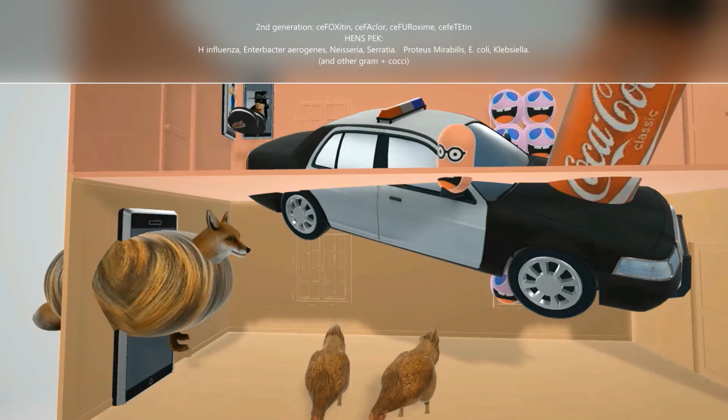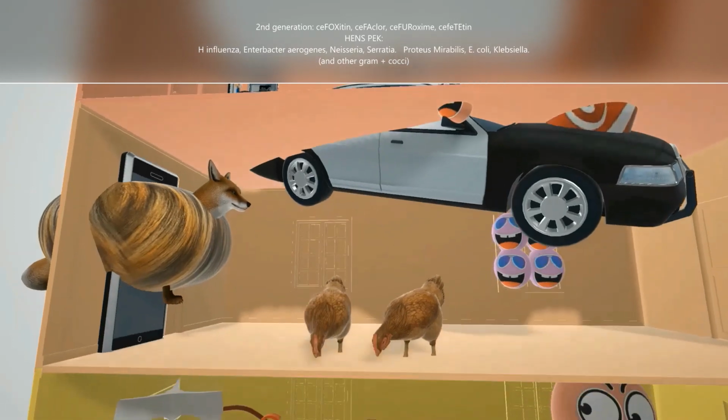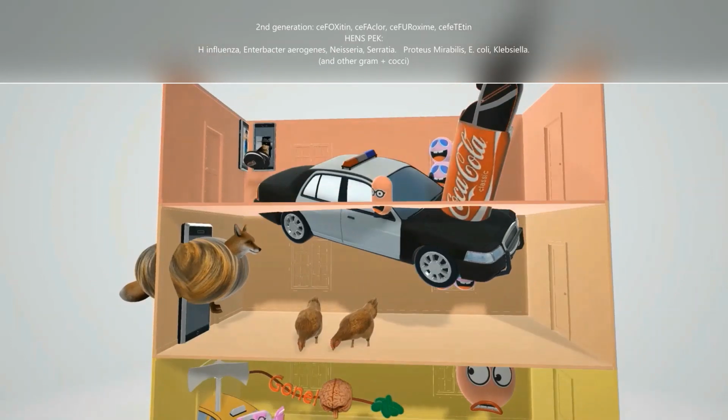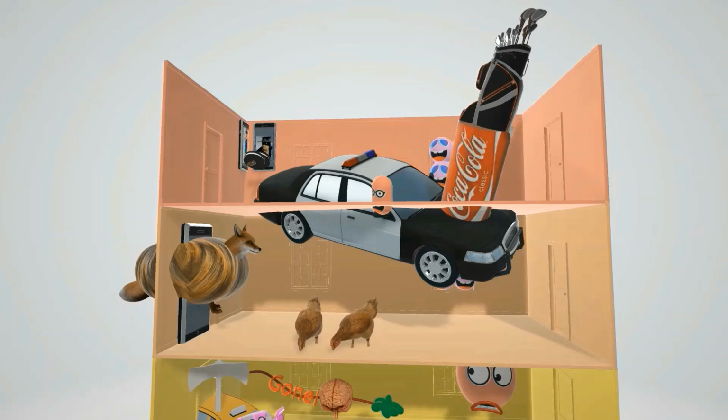What is it effective against? So as we mentioned, Proteus mirabilis, E. coli, and Klebsiella. And we also note in the window these gram-positive cocci again. But the second floor has something more. It has these hens that are pecking. Hens pecking reminds us of a famous mnemonic for the microbes which the second generation cephalosporins cover. And what are these? H for Haemophilus influenzae, E for Enterobacter aerogenes, N for Neisseria species, and S for Serratia, and PEK for what we mentioned already, Proteus mirabilis, E. coli, and Klebsiella. Alright, let's go to third generation.